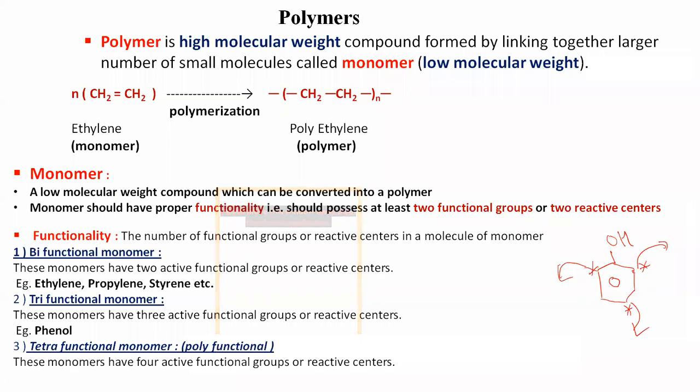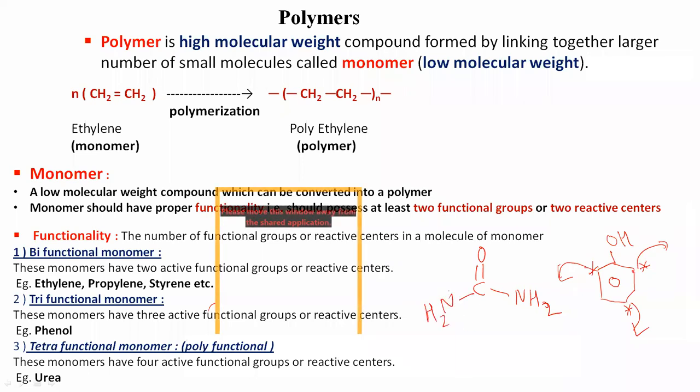Now tetrafunctional. Tetra means four reactive sites. So these monomers have four active functional groups or four reactive sites. Urea is the best example of a tetrafunctional monomer. So urea, if I draw it over here, this is urea: C double bond O, which is one functional group, and it is connected to amine groups NH2 and NH2.